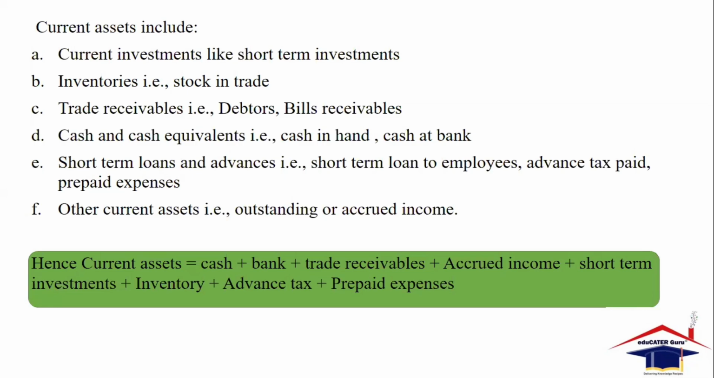Other current assets, like outstanding or accrued income, also need to be considered under current assets. So in short, current assets consist of cash, bank, trade receivables, accrued income, short-term investments, inventory, advance tax, and prepaid expenses.